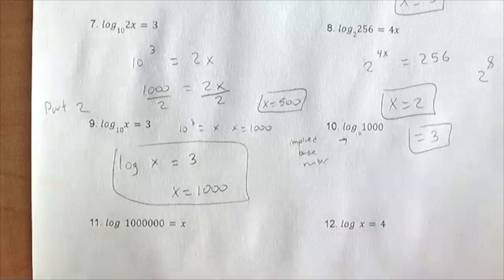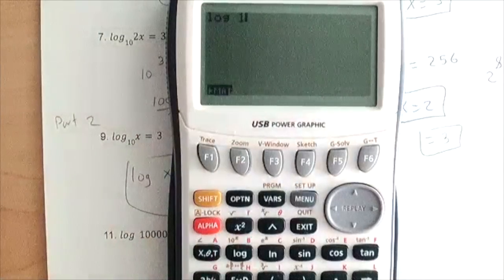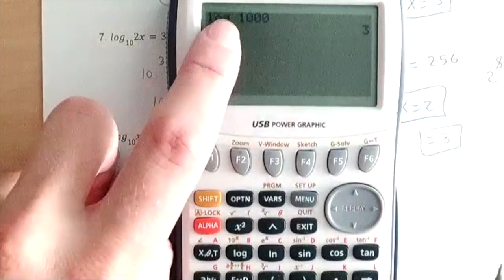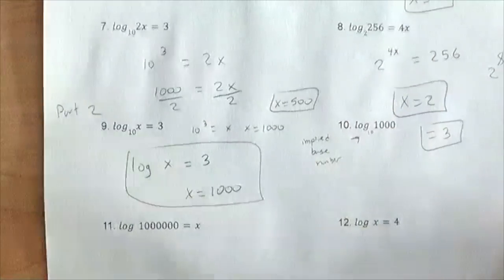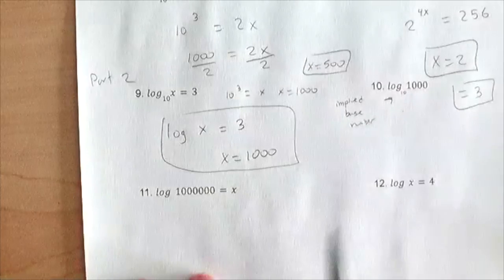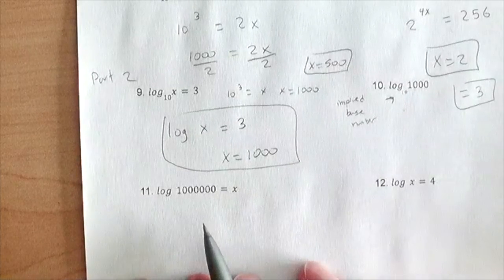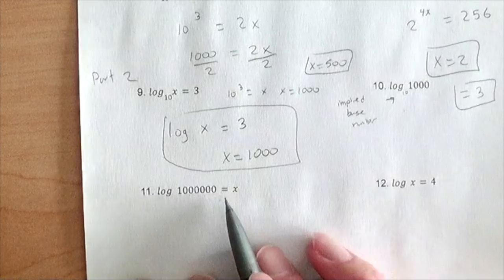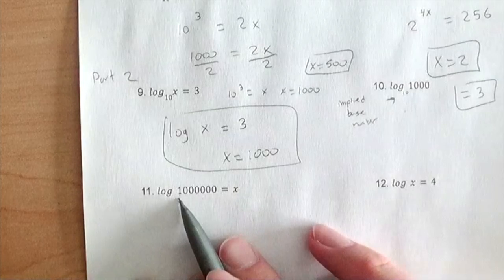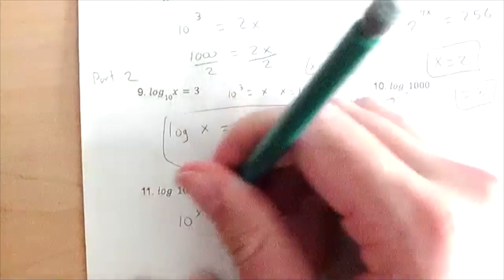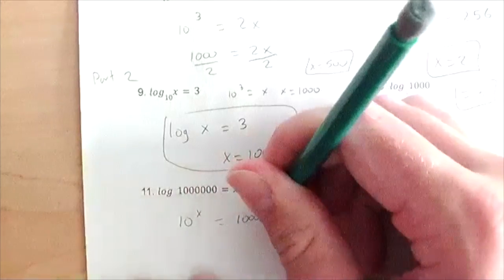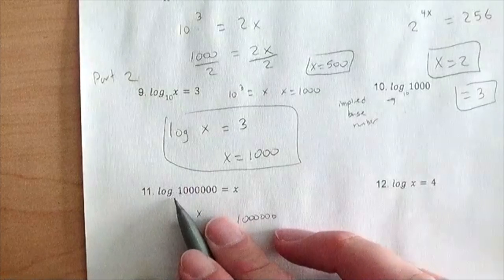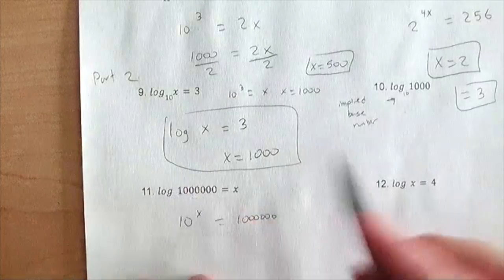If you just saw that, and even if you just put that in the calculator, you may have noticed that you could use log, but there's no base. The implied base number is 10. So here, let's just do 11 and 12. This says log of 1,000,000 is equal to x. So what this is really saying is 10 to what power gives me 1,000,000. Do you guys see what I'm saying? The implied number is 10. So 10 to what power gives me 1,000,000.